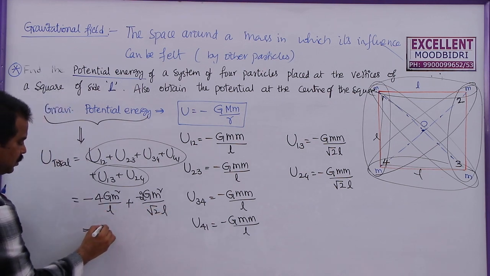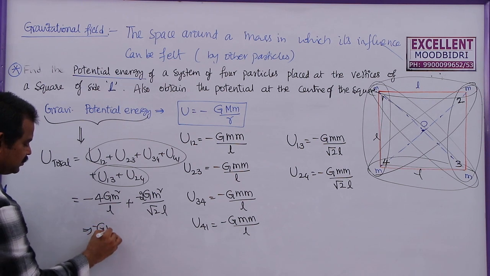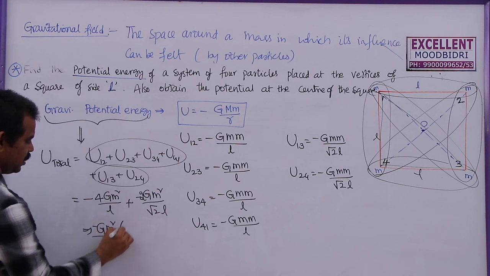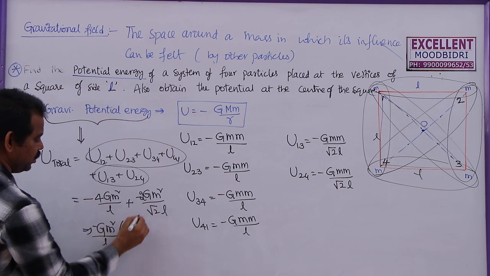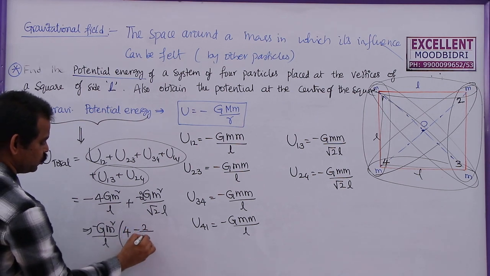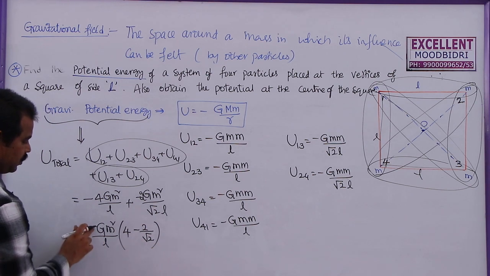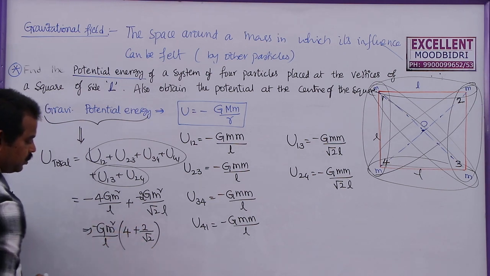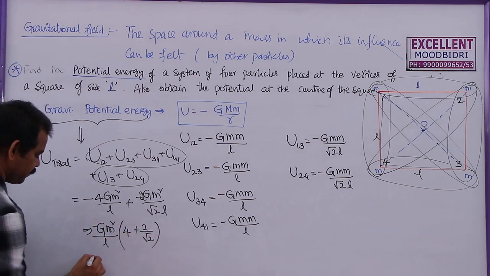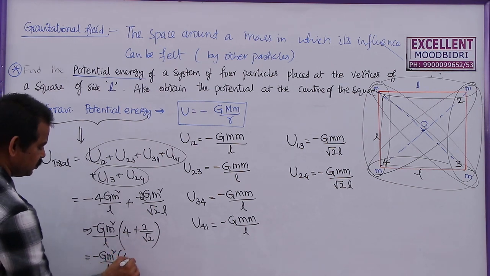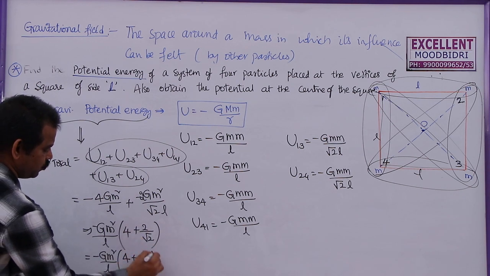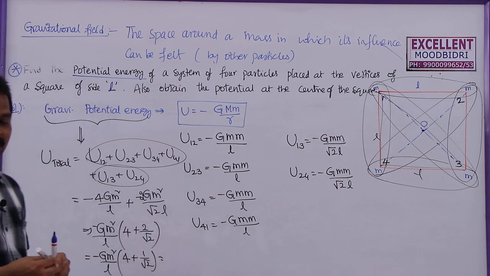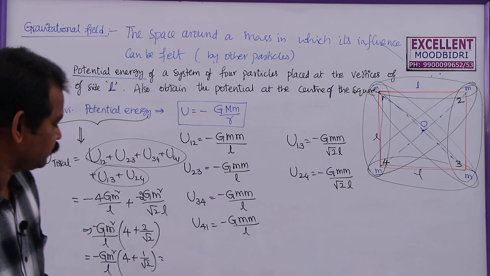So what is common here? The common term is minus capital G m square by L. The remaining terms are 4 here, and there, 2 by root 2. But I already took the minus common, so this will become minus G m square by L into 4 plus, root 2 gets cancelled, 1 by root 2. Now, what is the 1 by root 2 value?